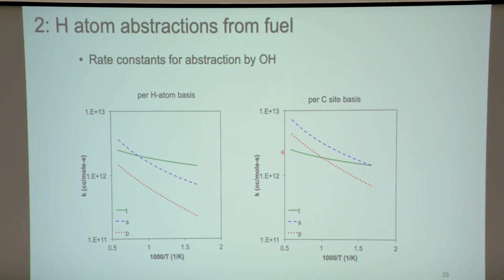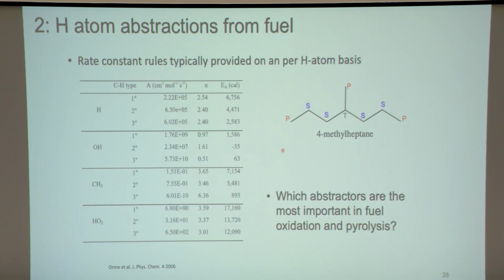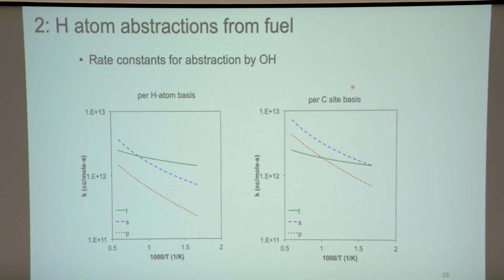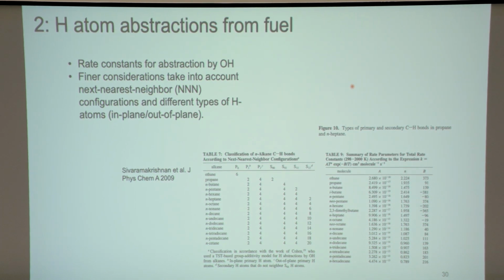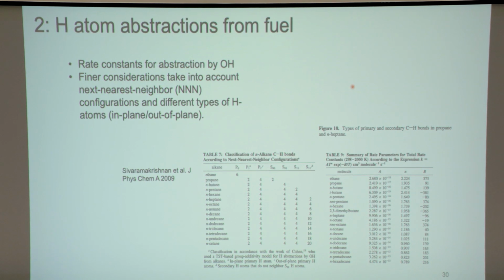Okay, that's the basic way to do it, right? We just consider primary, secondary, tertiary, primary. But again, people nowadays are more eloquent and elegant in determining the rate constants. A group at Argonne National Lab, Siva Ramakrishnan et al., and also, I'll show you in the next slide, a group from KAUST, they find a much better way to describe the rate.